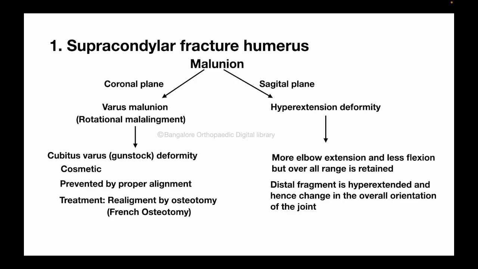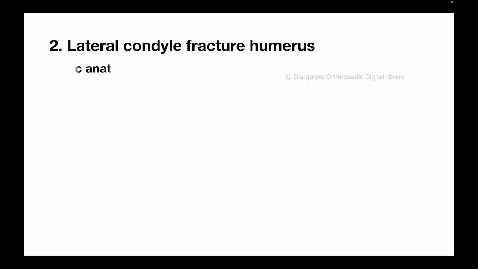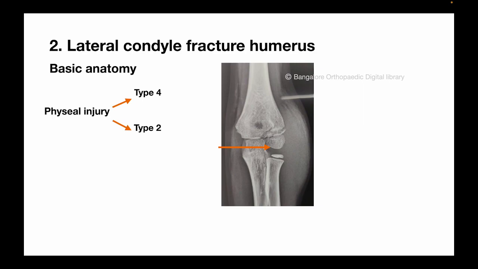The second common type of pediatric elbow fracture is the lateral condyle fracture. It is a fracture of the physis, and it could be either a Salter-Harris type 4 or Salter-Harris type 2 fracture. I'll make a detailed presentation on Salter-Harris fractures in a later video. Note the capitulum here and the radial head here. The fracture line is shown in AP view and in the lateral view here.